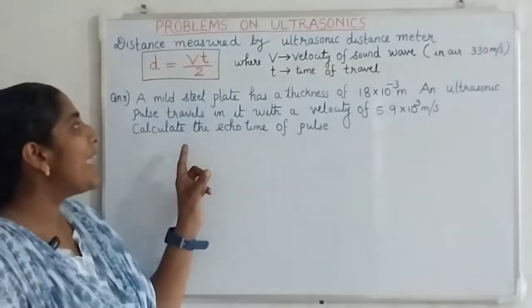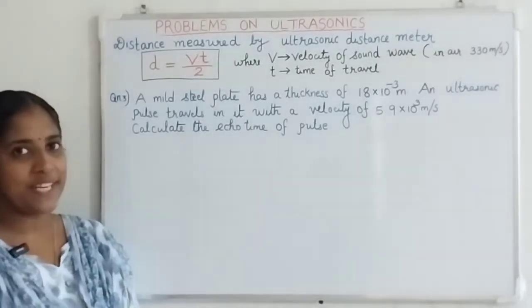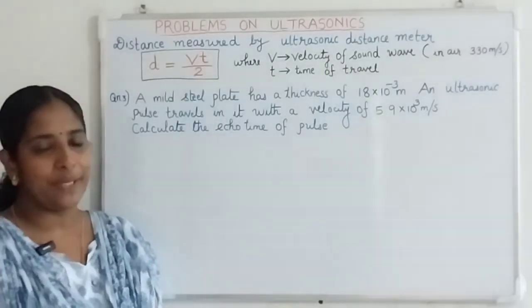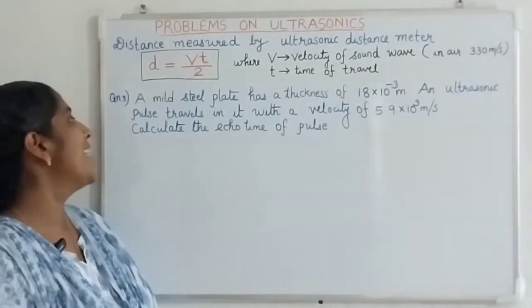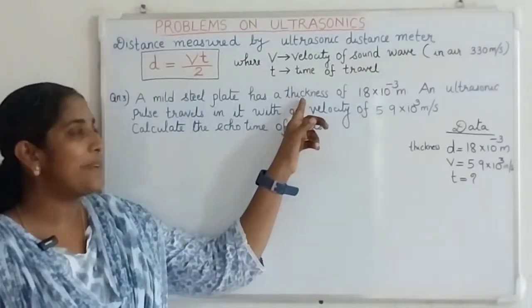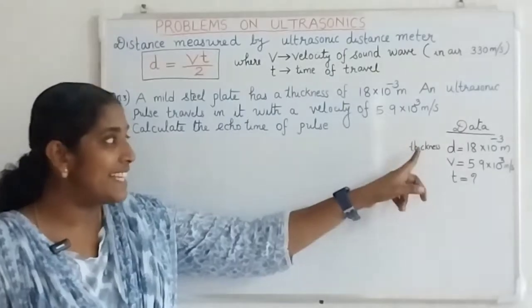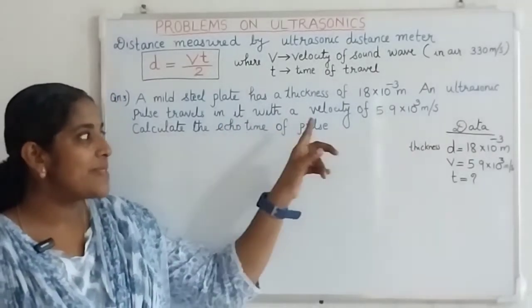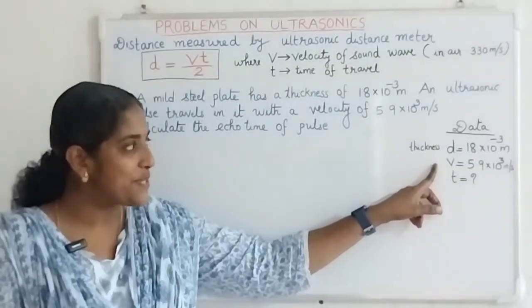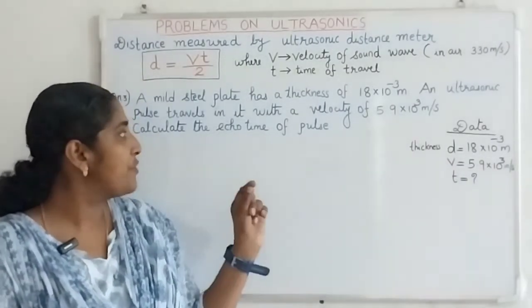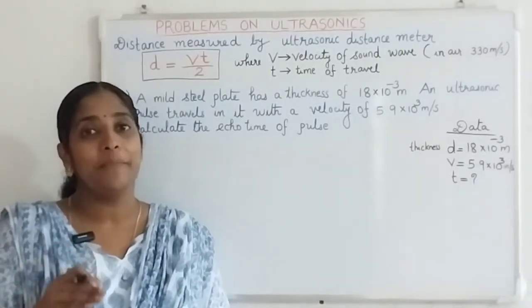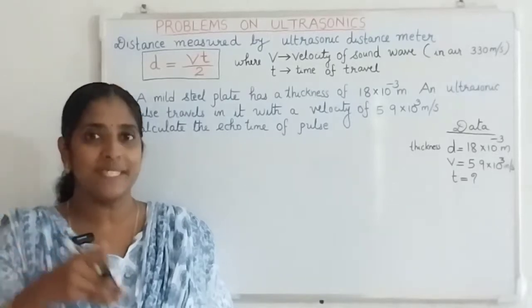See this question. A mild steel plate has a thickness of 18 into 10 raised to minus 3 meter. An ultrasonic pulse travels in it with a velocity of 5.9 into 10 raised to 3 meter per second. Calculate the echo time of the pulse. So in this question, the thickness of the steel plate is given, that is the distance d. Now the ultrasonic beam is passing through this steel plate with a velocity of 5.9 into 10 raised to 3 meter per second. Now we have to find out the echo time of the pulse. Echo time of pulse means the time taken to send the signal and to receive it back.